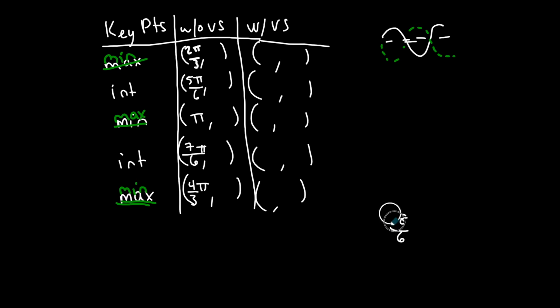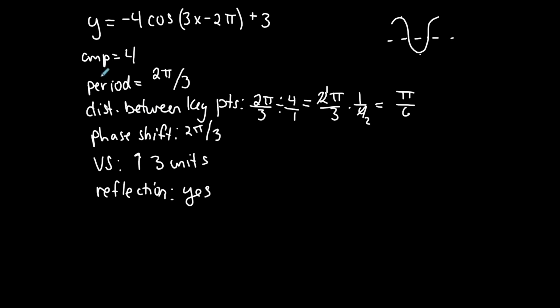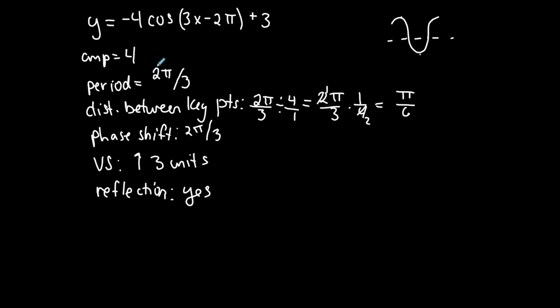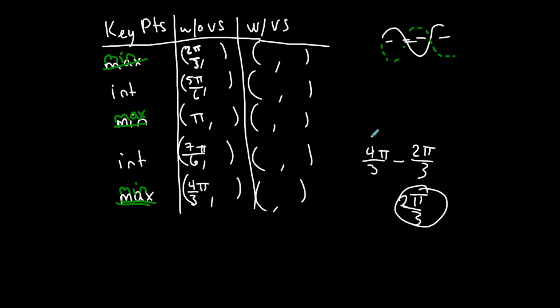Now, I always tell my students to verify that they did this correctly. Take the last x-coordinate, 4 pi over 3, and subtract the first x-coordinate, 2 pi over 3. What happens when I subtract the 2? I get 2 pi over 3. What is this supposed to match? It's supposed to match my period. Right? Take the last x-coordinate, subtract the first, and that difference should match the period, which it does because one full cycle occurs in that period, 2 pi over 3.